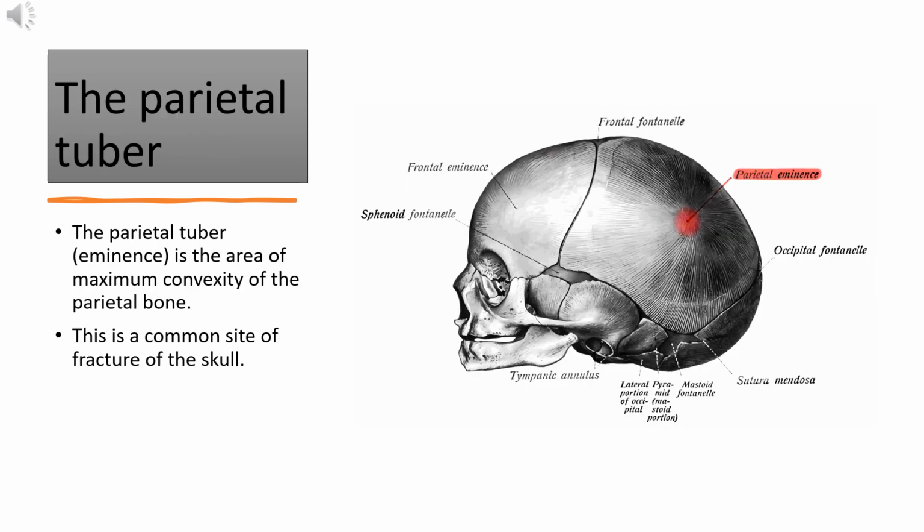Next is parietal tuber. Parietal eminence or parietal tuber is the area of maximum convexity of the parietal bone. It is the common site of fracture of the skull.